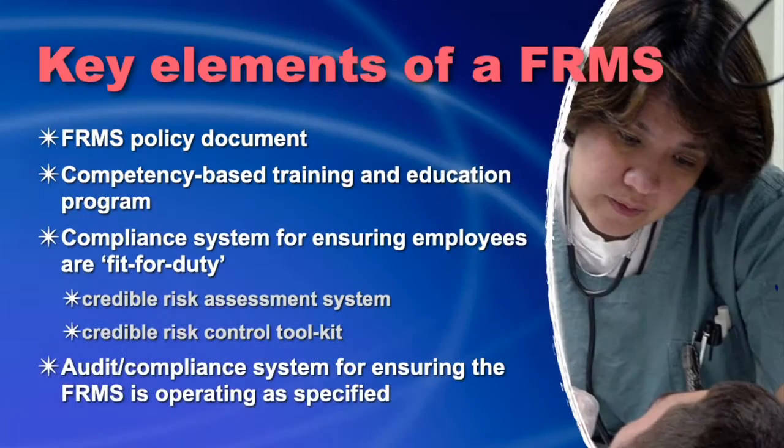So, what we're going to talk about now are the major or the key elements of a fatigue risk management system. There are four key elements to a fatigue risk management system. The first is that you've got to have a plan. There has to be some kind of basic underpinning fatigue risk management system, policy document or plan. Without that, the organisation doesn't know what it's doing and nobody can work out if you're doing what you said you were going to do.